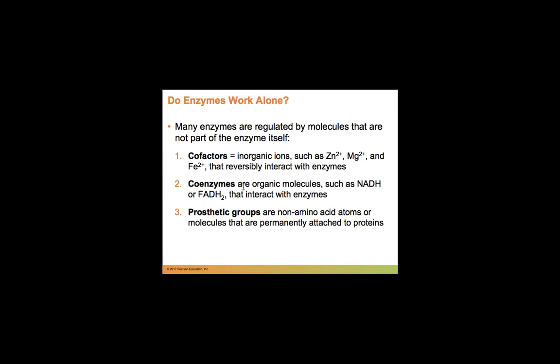Your coenzymes are organic molecules like your NADH and FADH2 that interact with enzymes, right? Your electron transport carriers. Then we also have prosthetic groups. Prosthetic groups are non-amino acid atoms or molecules that are going to get permanently attached to proteins. So cofactors are reversible. Prosthetic groups are irreversible. They're going to be permanently attached. Your cofactors, coenzymes, and prosthetic groups are important for enzyme function.